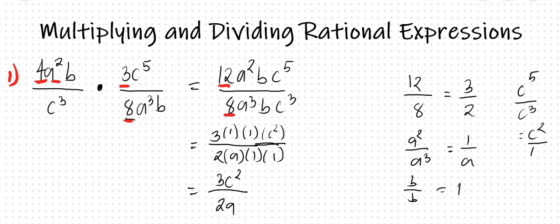Then after that, as you can see here, we have 3c squared all over 2a. And we all know that 3c squared over 2a is in simplest form. So therefore, this is the final answer. I'm sorry, natabunan yung 2. This is the final answer. Ayan, 3c squared all over 2a.